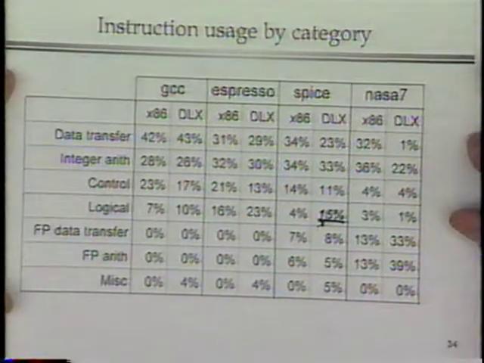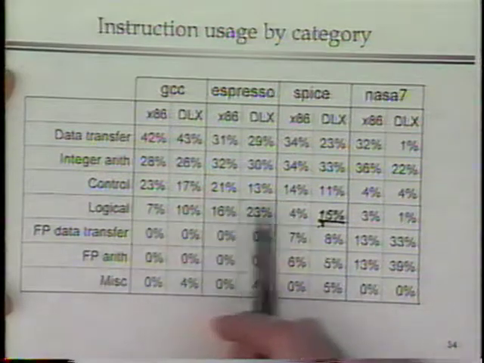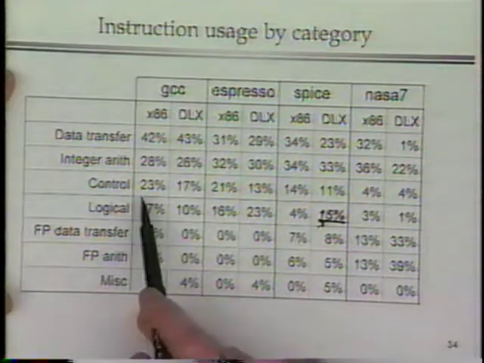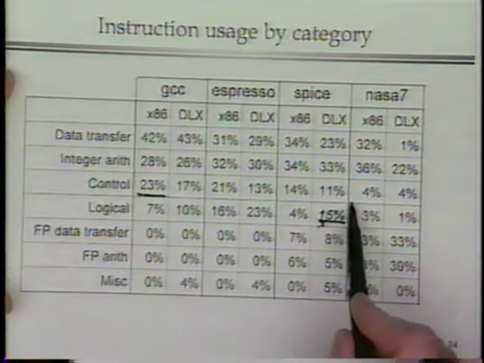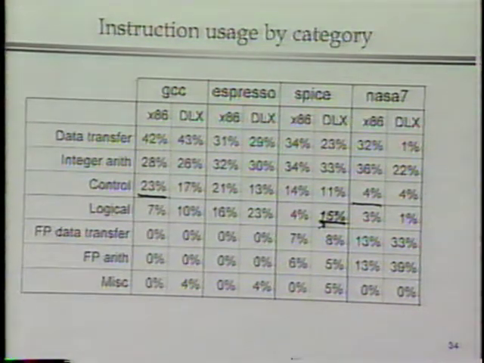The other thing to notice is that there's no such thing as a typical program, that numbers across the benchmarks, even on the same processor, vary a lot. Control instructions on the x86 will vary from 23% to 4%. So it really makes it important to choose an appropriate mix of benchmarks in order to be able to adequately characterize the machine.